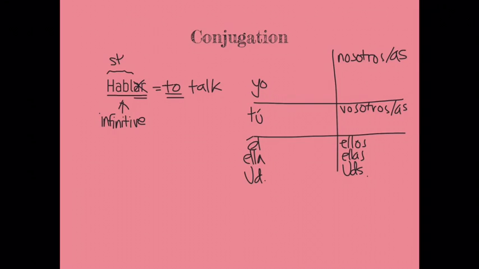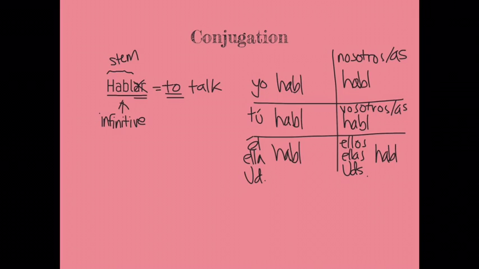So this is the stem. I take off the ending, the AR, and I'm left with the stem. The stem goes in my conjugation chart. So in this case, hablo. Then I add my endings that are unique per each subject. So I've got hablo, hablas, habla, hablamos, habláis, accent on the A since it's an AR verb, and hablan. These are my endings for the conjugations of a regular AR verb.